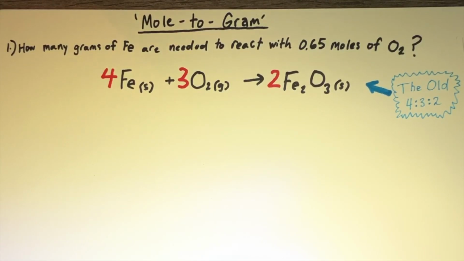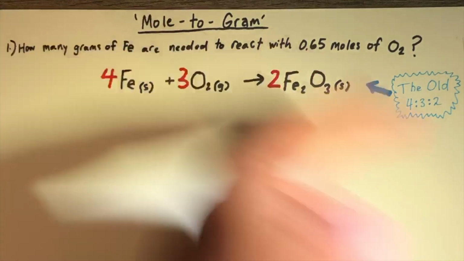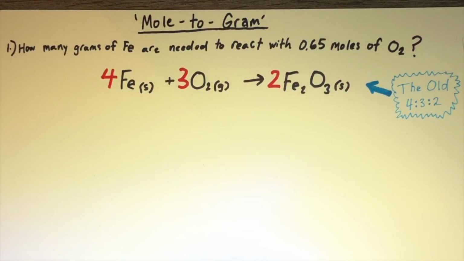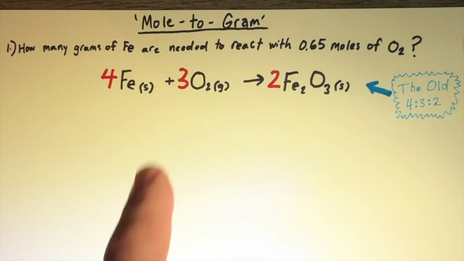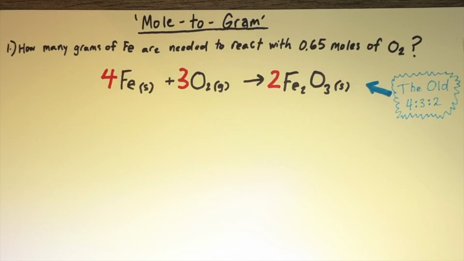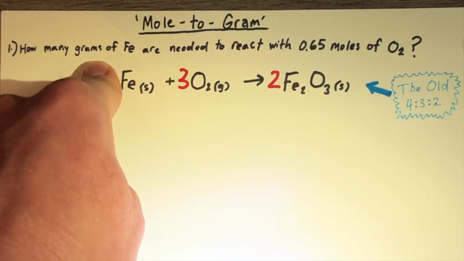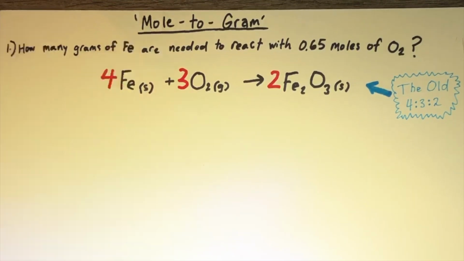So, mole-to-gram problems. Now, looking at this problem, we're using the same balanced chemical equation, the old 4-3-2. Remember, it's just like a recipe, where if we had 4 moles of iron to react with 3 moles of oxygen gas, we would produce 2 moles of iron 3 oxide. So, let's read the old question. How many grams of iron are needed to react with 0.65 moles of O2?